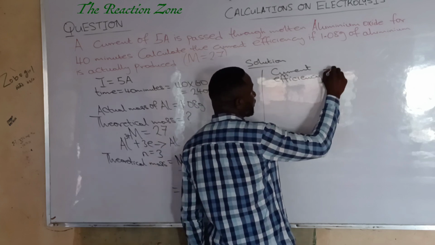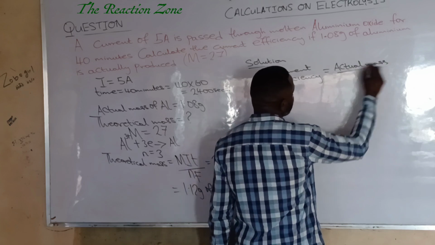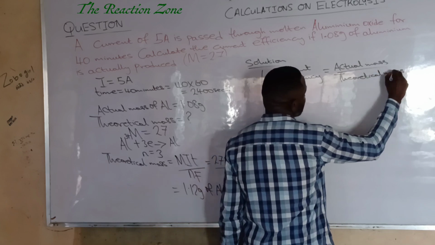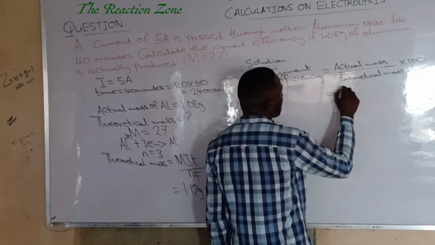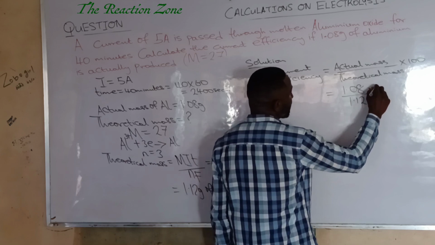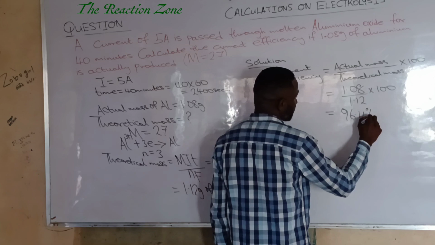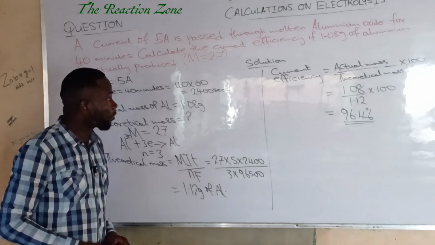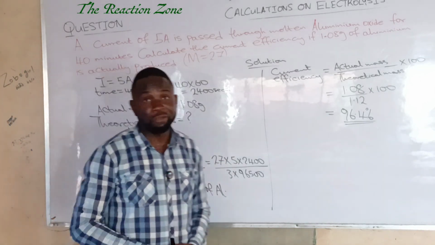it is simply going to be the actual mass divided by the theoretical mass times 100. And this is going to be 1.08 divided by 1.12 times 100. And this is going to give us 96.4%. So, the current efficiency, if 1.08 grams of aluminium is actually produced, is 96.4%.